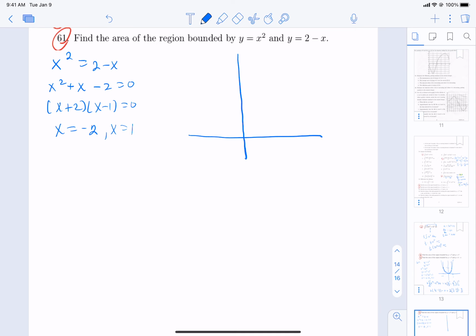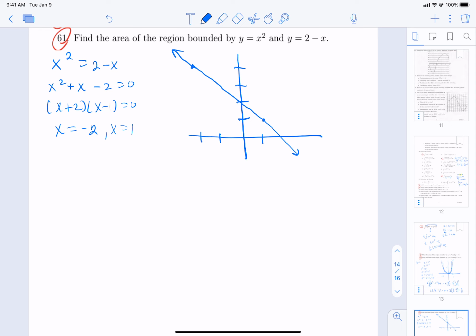So let's draw our graph. So let's think about the line y equals 2 minus x. If you plug in negative 2, you get negative 2, 4. And if you plug in 1, you get 1. And it's just the line with the slope of negative 1 that has a y-intercept of 2. And you can kind of see that. Okay, so there's our line.